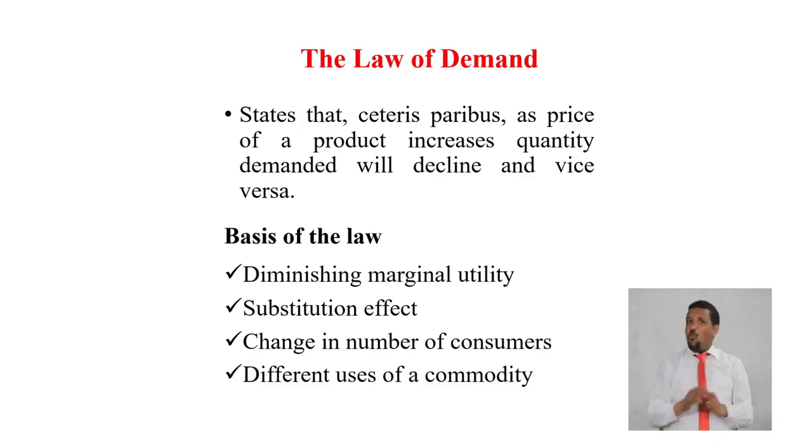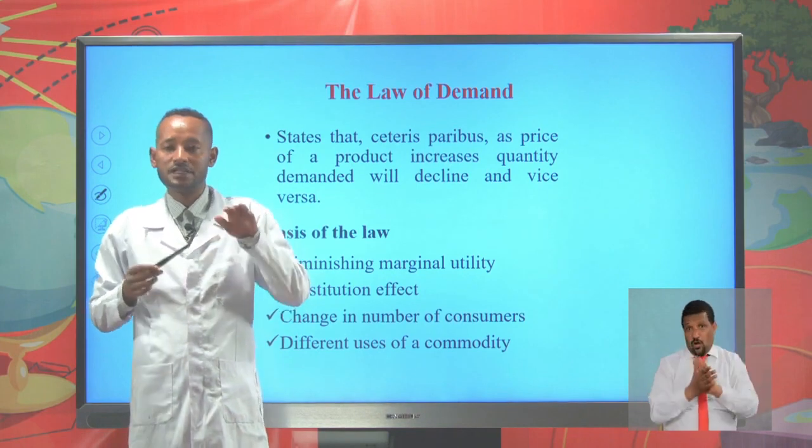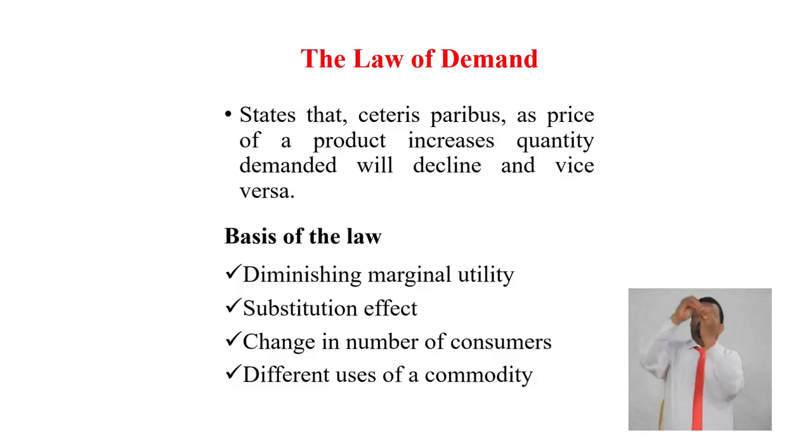Now let's see the law of demand. The law of demand states that, other things remaining unchanged, as the price of a product increases, quantity demanded will decline, and vice versa. Vice versa means the opposite holds true. That means as the price of a commodity decreases, quantity demanded will increase. This law is applied under preconditions or assumptions. That means other things must remain unchanged. If there is a change in other things, this law is not applicable.